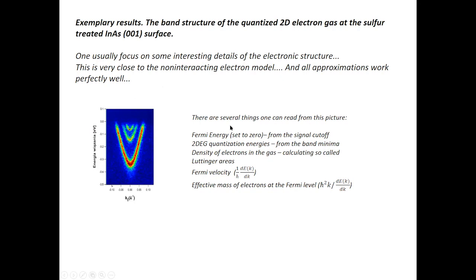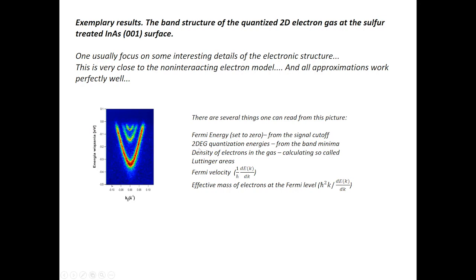Like you see the Fermi energy, of course. It is here. So you see that at some energy, the bands are terminated. ARPES, of course, shows you occupied bands, so above some energy, bands are unoccupied. So this is the Fermi energy.